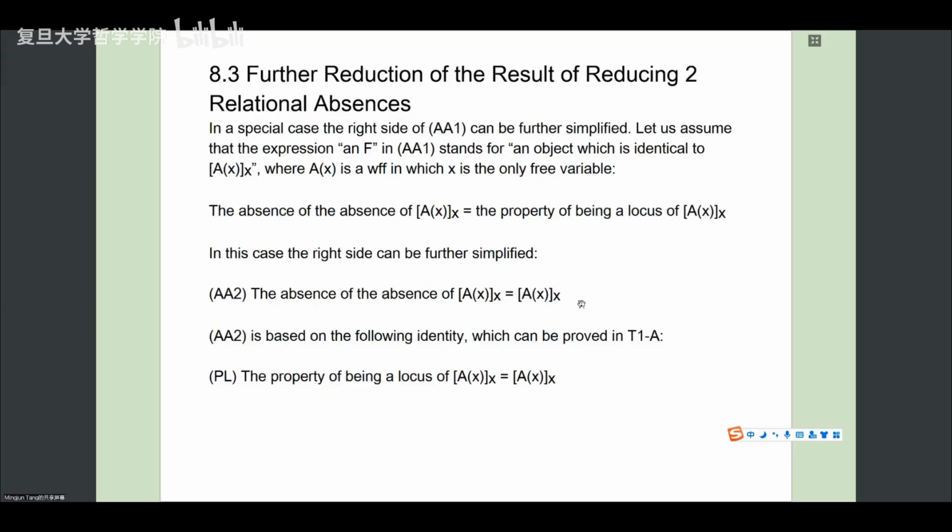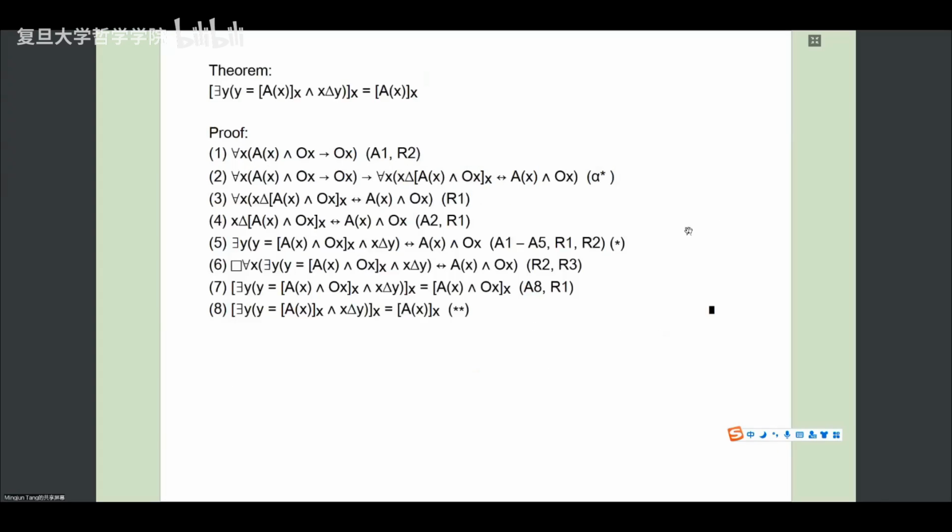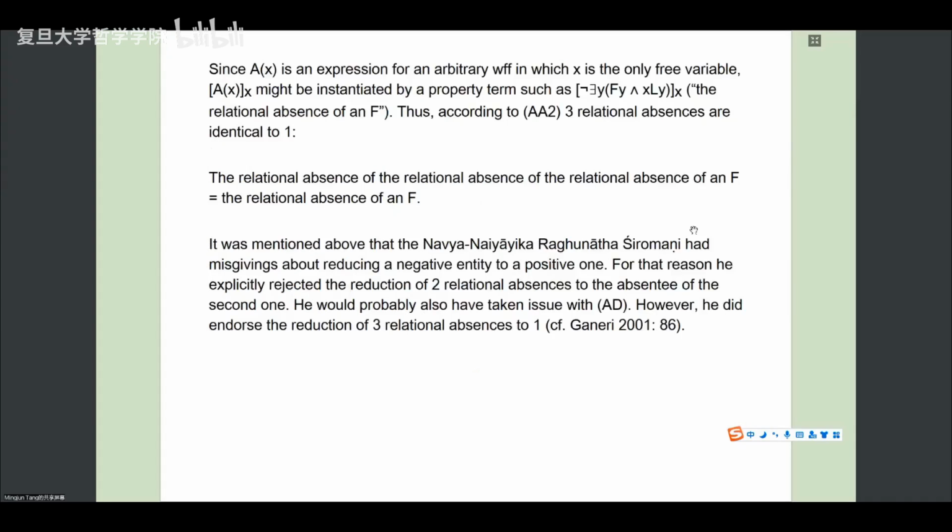And proving PL is also possible in T1A. This is on the next slide. We can't go through all this anymore, but I assure you it's provable. So then we can go to the next slide.